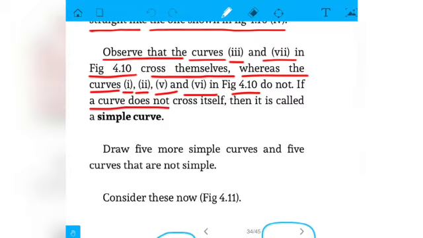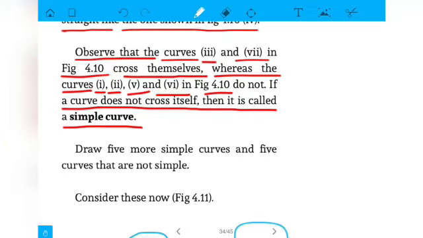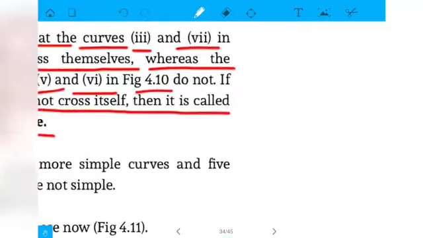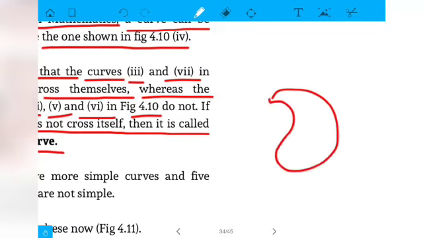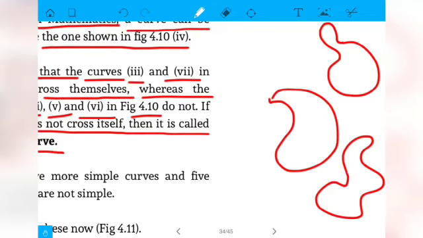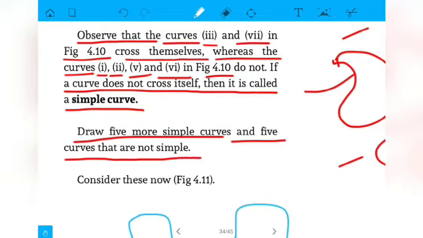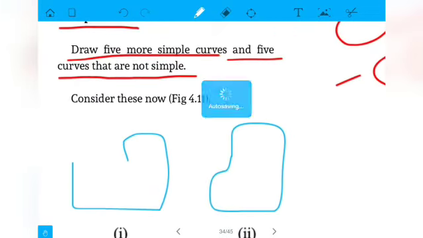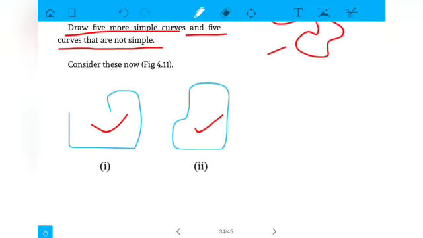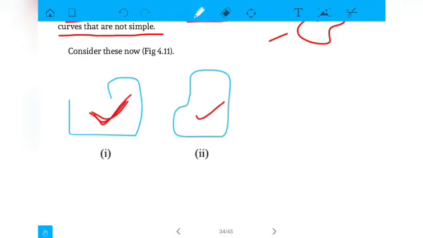If a curve does not cross itself, then it is a simple curve. The curves which do not cross themselves are simple curves. For example, this is a simple curve, this is also a simple curve, and this is also a simple curve, because in these figures no lines are crossing each other. Now draw 5 more simple curves and 5 curves that are not simple. You will see over here, this is an open curve, this is not a simple curve, this is an open curve, but this is a closed curve.